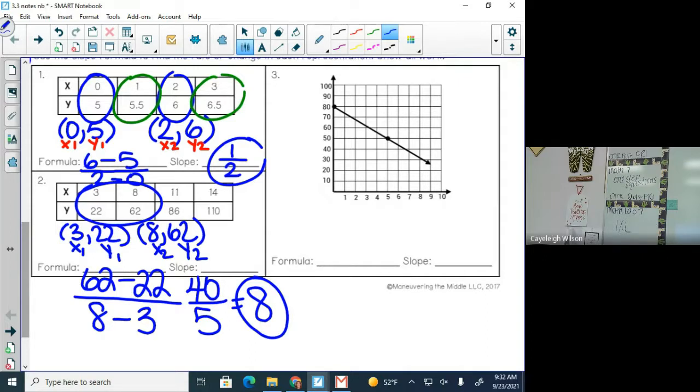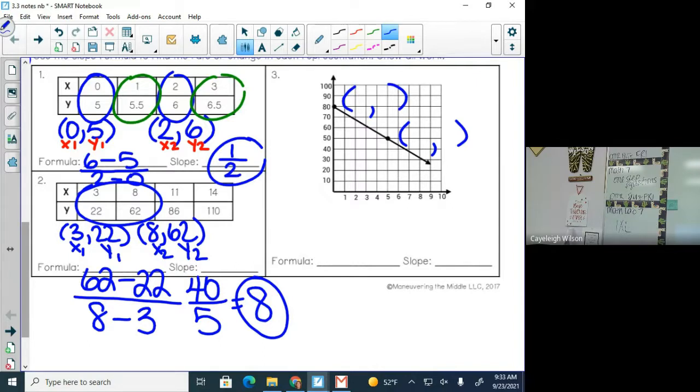All right, on number 3, they gave you 2 points to use. They put 2 dots on your graph. So choose those 2 points and find your slope using the slope formula. So what is the ordered pair for this one? And what is the ordered pair for this one? And then use your slope formula. And then you can check it by counting it on your graph. That would be another way to check it.